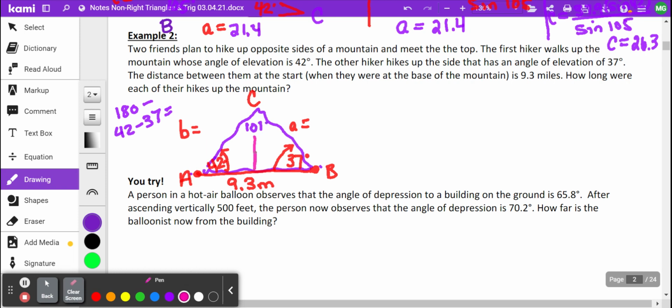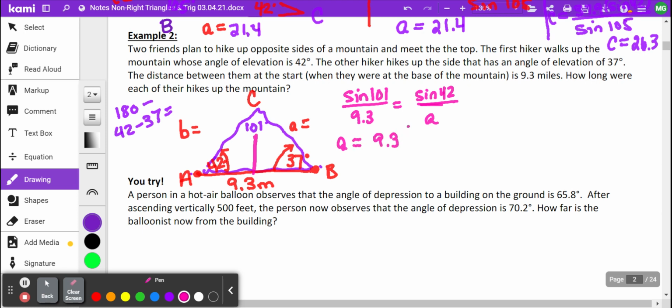So now we have the angle and the side opposite it. So we will use that in both of our calculations. So we will have the sine of 101 is to 9.3 as, I'm going to calculate side A first, so the sine of 42 is to side A. And at this point, you might be able to get a little bit more efficient because we know we're going to cross multiply and then eventually divide by the sine of 101. So maybe you'll just jump right to that.